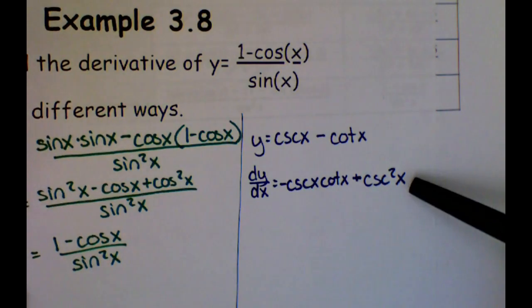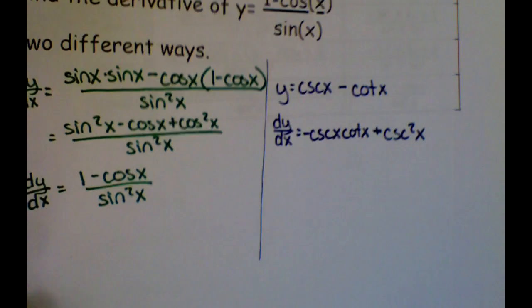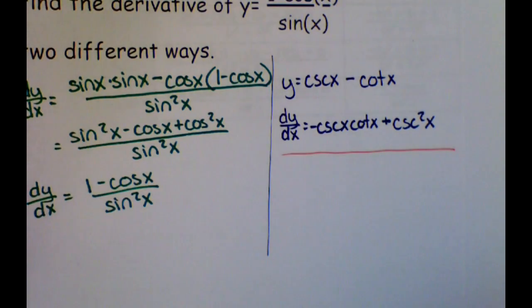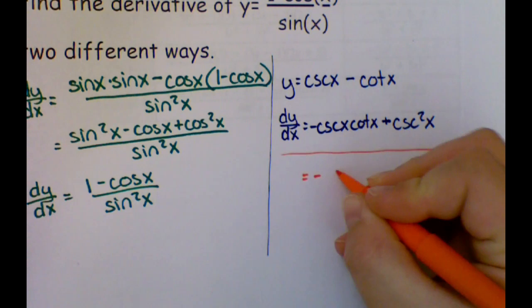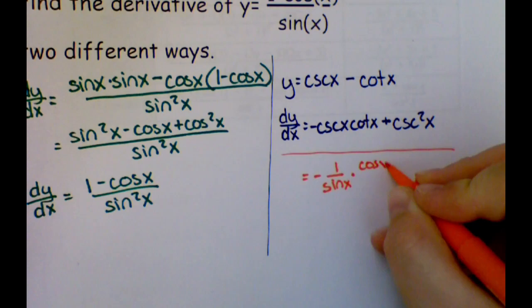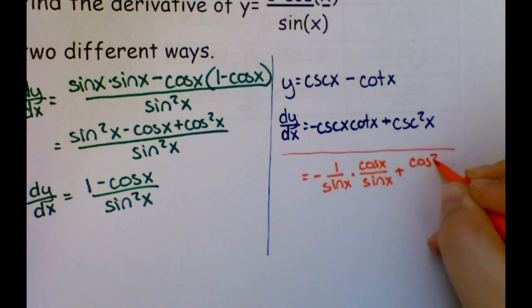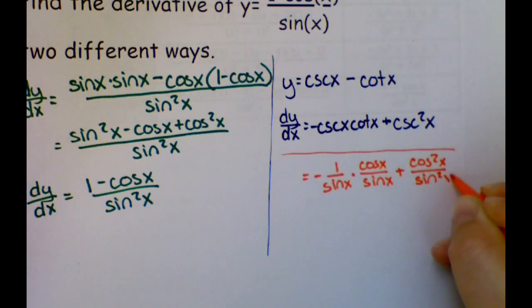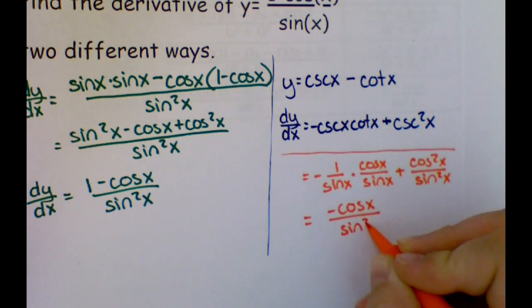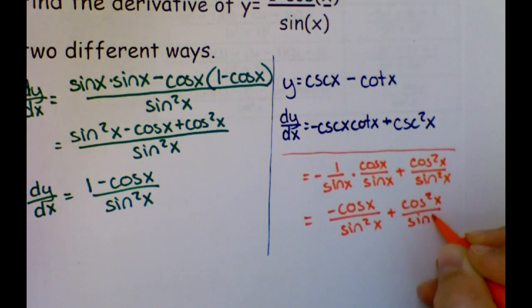I have two different derivatives. We're going to see if we can make those equal to prove that this actually works. So let's simplify this side because I think it'll be easier to change everything into sines and cosines. So negative cosecant cotangent is negative 1 over sine times cosine over sine. Plus cosecant squared would be cosine squared over sine squared. And when I combine this, I get negative cosine of x over sine squared of x plus cosine squared of x over sine squared of x.